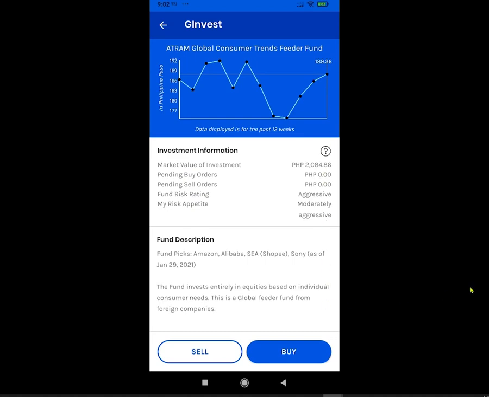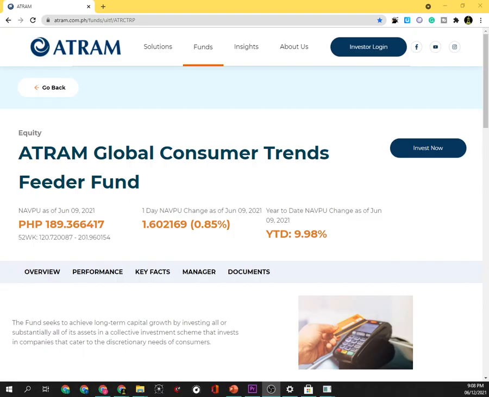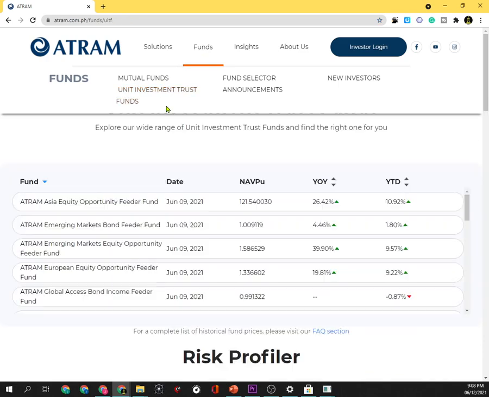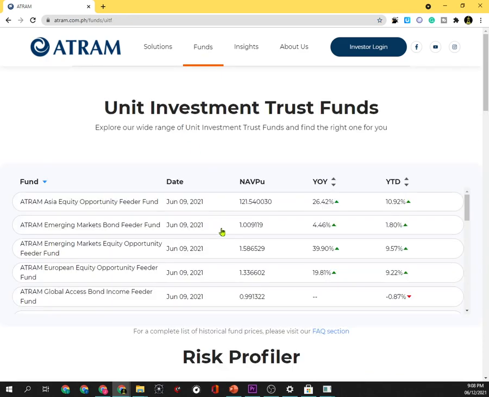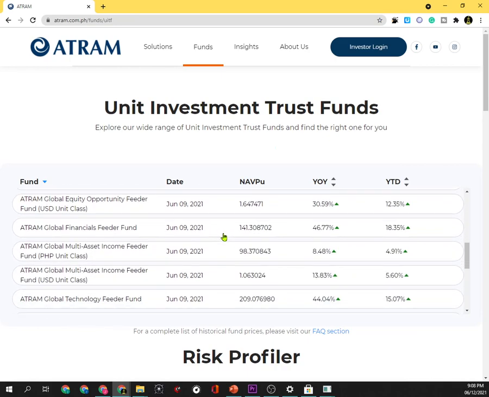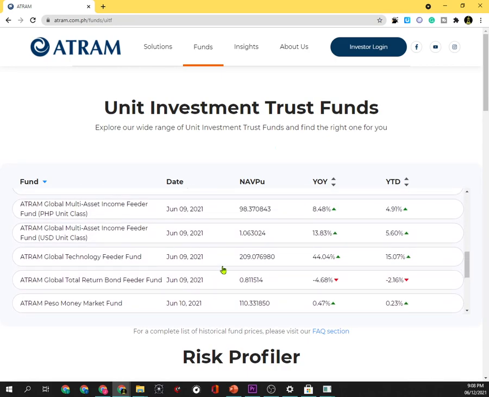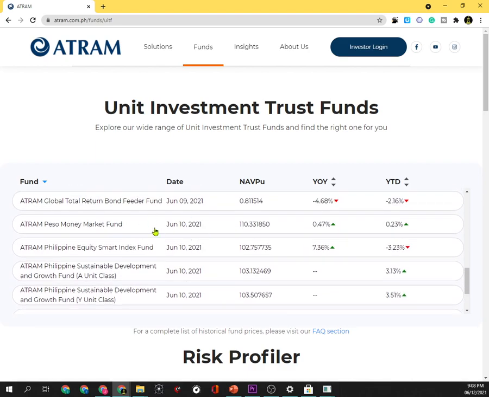This has been quite uncomfortable to me because I personally don't like not knowing stuff about my investment. A simple way to check is to visit the ATRAM website. If you click Funds and UITF, you will see the list of UITFs that ATRAM manages. You'll notice that some are added in the GInvest platform and some are not. Also, per observation, some funds' last date is June 9, 2021 and some are June 10, 2021. The difference comes from whether this is a local fund or a feeder fund. In case of a feeder fund, the price is 1 day behind a local fund.